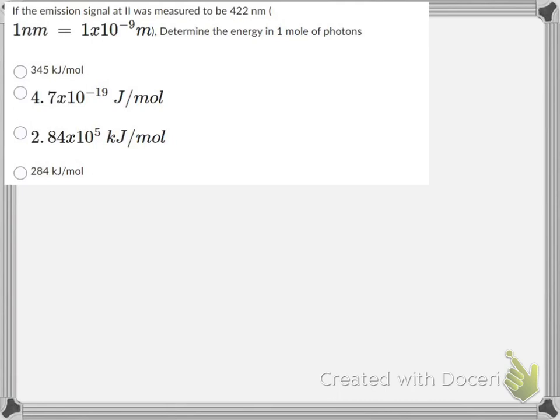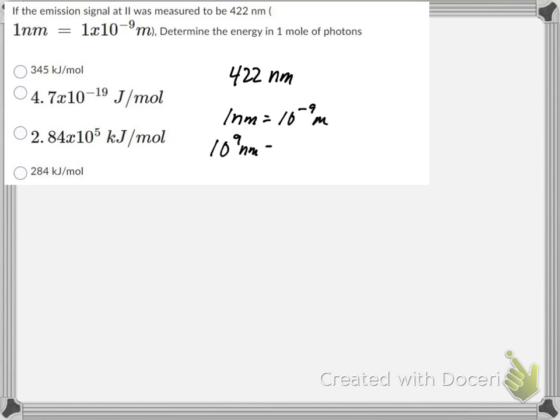Okay, so this is Unit 2, Module 1. It involves light, so let's take a look at it. We're given a certain wavelength, and we want to know how much energy is in a mole of these photons. So 422 nanometers, this is visible light.